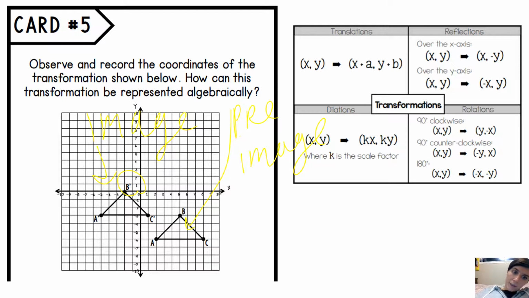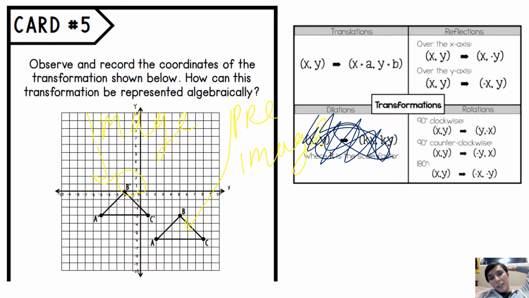Now, first I'm going to just know what I know. And what I know is that the triangles are the same size. So immediately this is cut out as an option. And also, the B is still on the top and the A and the C are still on the bottom. So nothing's been rotated, because if it rotates, it will change orientation, like it'll be facing a different way. So I know it's either a translation or a reflection.